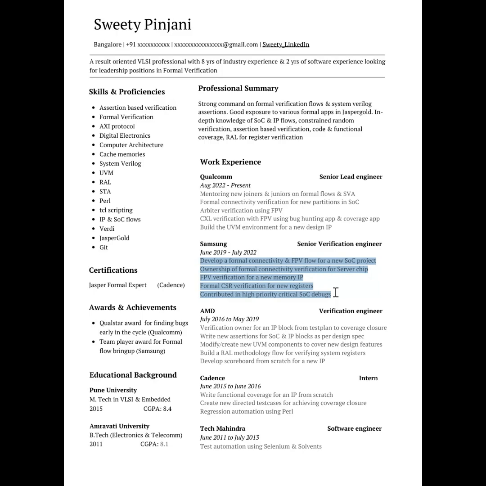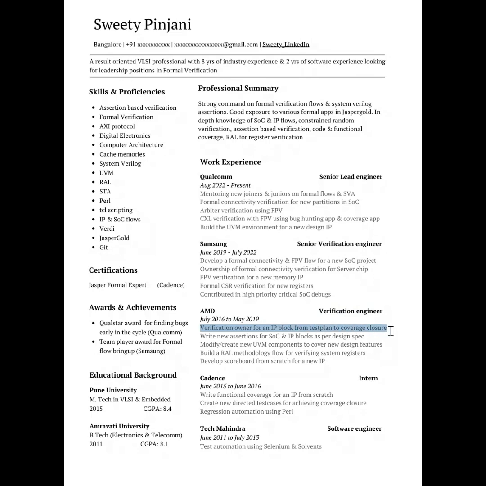They have the capability of developing the formal flows from scratch. They can take complete ownership of formal verification. They can build the formal environment from scratch for any new IP. They can also do CSR verification using formal, and they can do critical debugs on the SOC. Then the next employer, the position you have held, and the duration for which you have worked. Let's see how they describe it. The person was the complete owner for an IP from test plan to coverage closure.